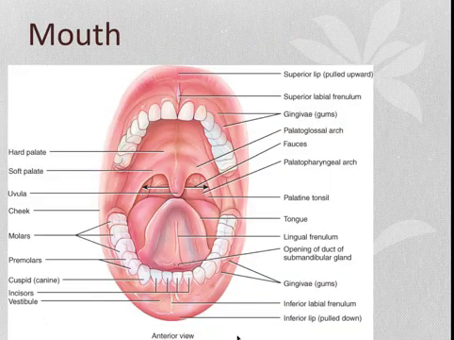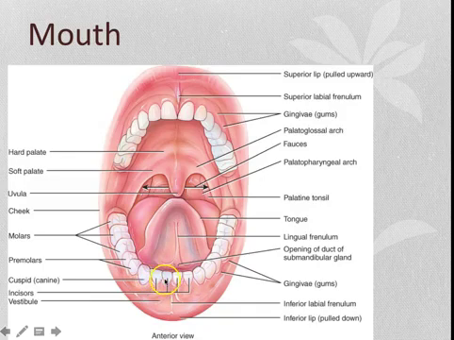So let's just talk about the mouth real briefly. I think that's fairly easy. Right, obviously you have your lips. There's a superior and an inferior lip. Here's a nice view of the different teeth. You have your incisors, right? The two in the middle are the central incisors. Then you have lateral incisors.